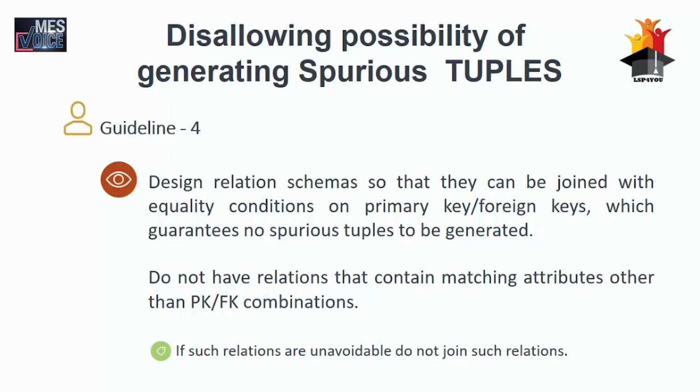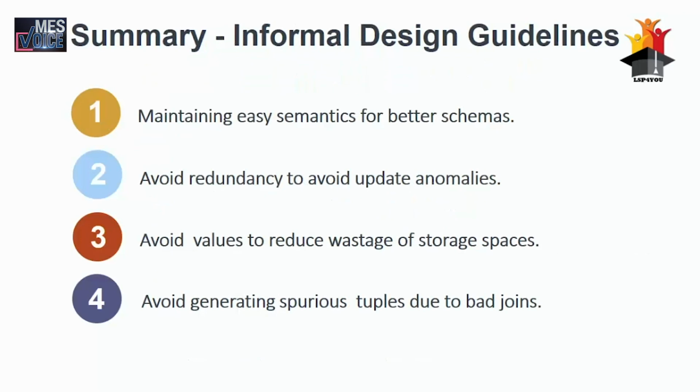Design relation schemas so that they can be joined with equality conditions on primary key and foreign key, which guarantees no spurious tuples to be generated. Do not have relations that contain matching attributes other than primary key foreign key combinations. If such relations are unavoidable, do not join such relations. We'll summarize the informal design guidelines: maintain clear semantics for better schemas, avoid redundancy to avoid update anomalies, avoid null values to reduce wastage of storage space, and the last, avoid generating spurious tuples due to bad joins.